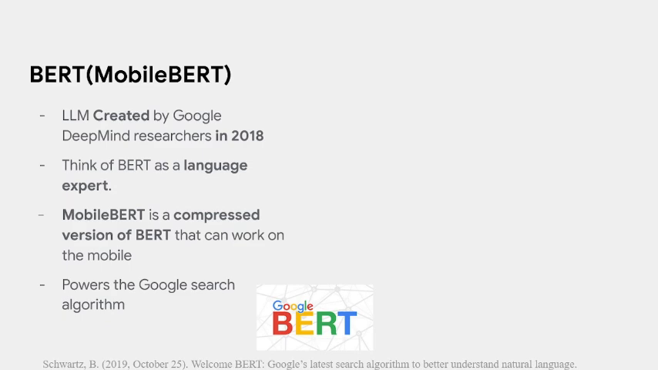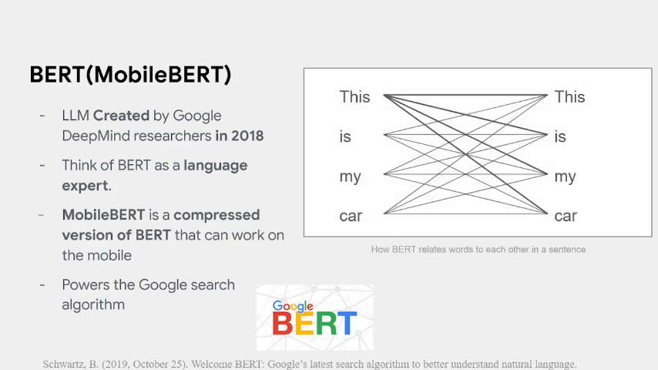So for BERT, to be sincere, the most important thing to note here is BERT is a language expert, and BERT has a smaller size which is called MobileBERT, and it's actually MobileBERT that we use to train our model for the mobile phone. That's the main point to note. Here we have a representation of how BERT relates words to each other in a sentence. It's pretty impressive. It's insane.